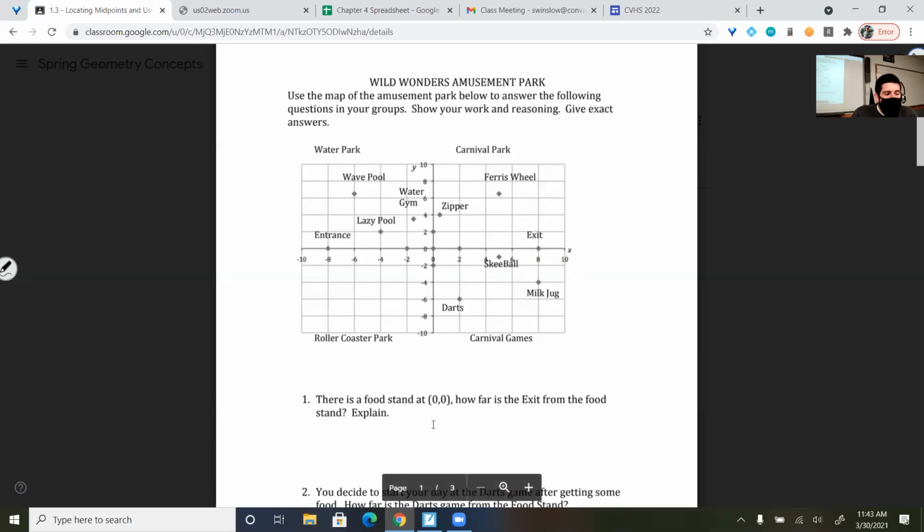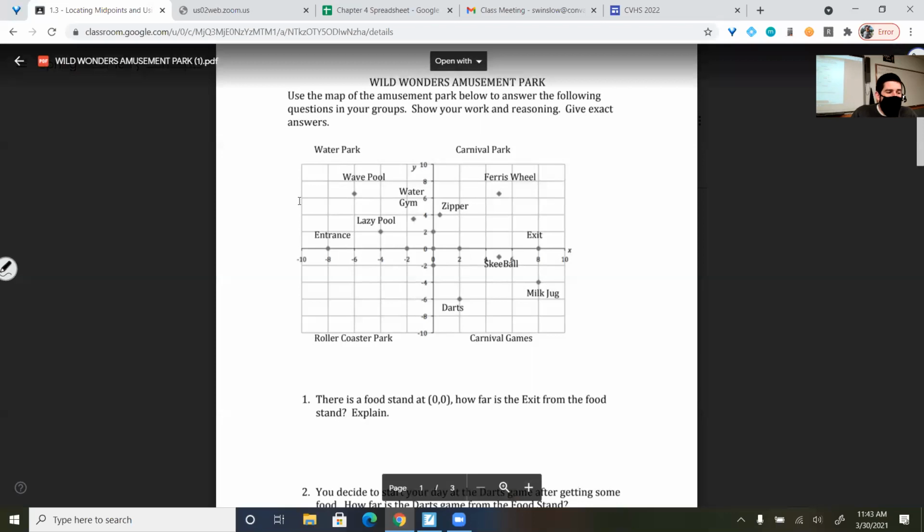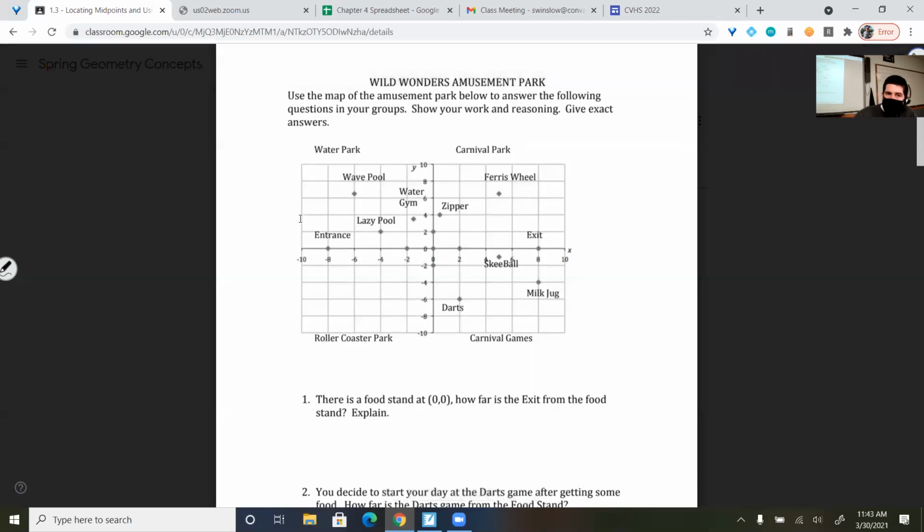So all these questions are dealing with the coordinate points that you can see on this Wild Wonders amusement park. So starting off, the entrance is over here at -8, 0. The exit is over here at 8, 0. Now, what might be helpful is to recognize that these are counting by units of 2. So 2, 4, 6, 8, not 1, 2, 3, 4.